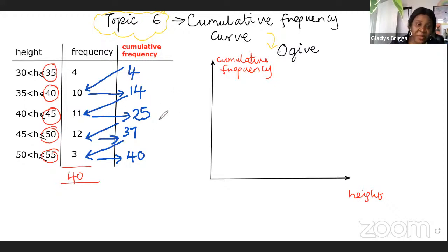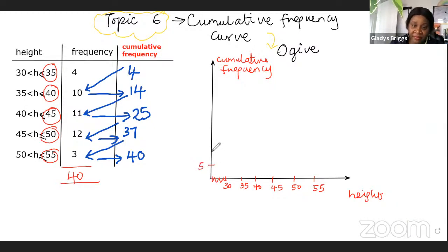So for the data axis, we have it going from 30. Maybe we can use zigzag lines here and start it off at 30. Okay, 35, 40, 45, 50, and 55. Now for your cumulative frequency, it's going all the way up to 40. So maybe you want to go up in 5s or you want to go up in 2s, but that will be too much. Okay, so maybe go up in 5s.